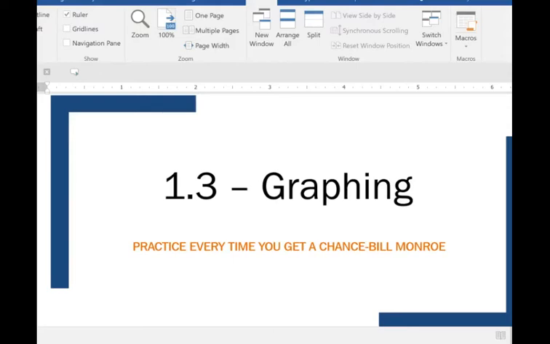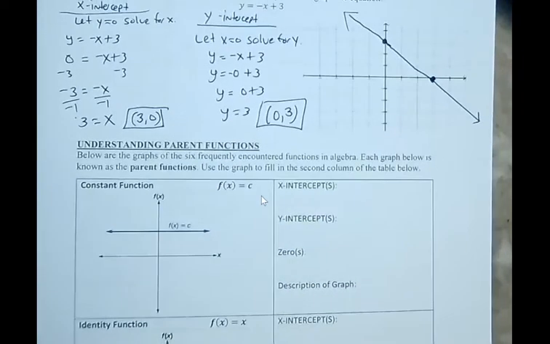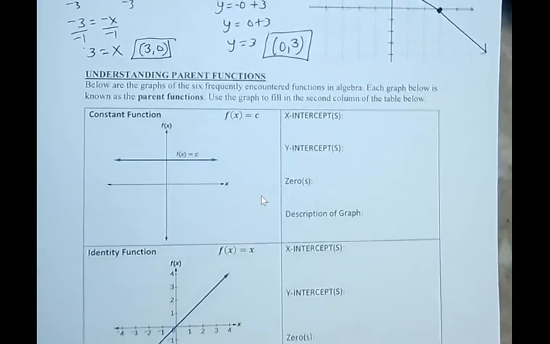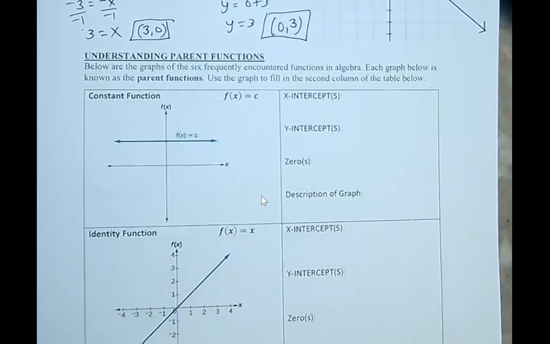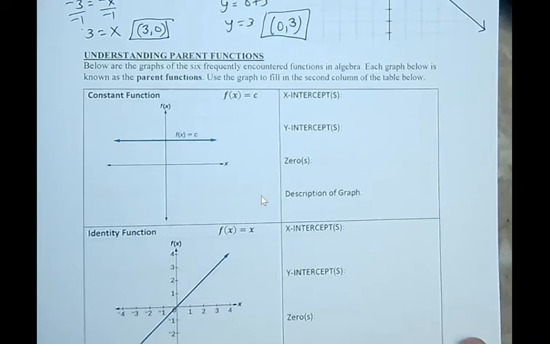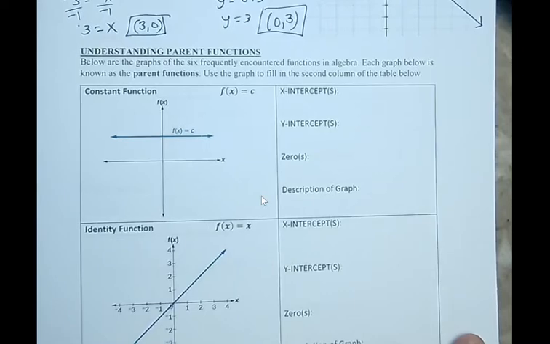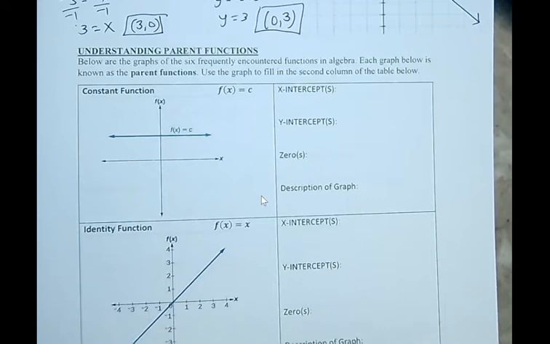This video is for section 1.3 on graphing, part 2. Okay, so in the last video we learned about graphing equations using the point plotting method and the x and y intercept. And so today we want to look at understanding parent functions, and then we're going to use those to help us graph as well. These are called parent functions, and anything that looks like them is always going to have the same resemblance.